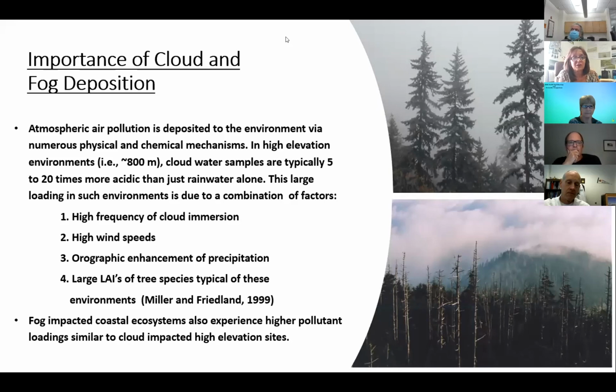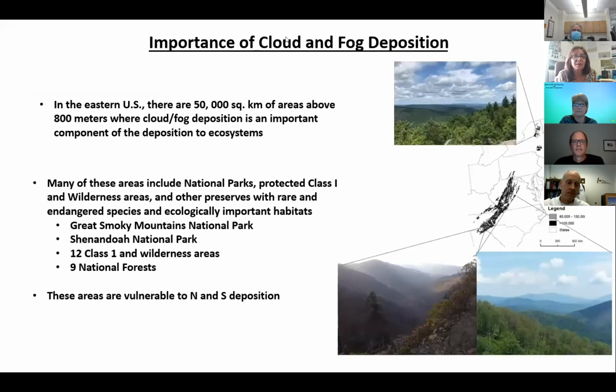typical of such environments. And not to leave fog deposition out, fog impacted coastal ecosystems also experience higher pollutant loadings very similar to cloud impacted high elevation sites on the East Coast. Next slide, please. In the eastern US, there are 50,000 square kilometers of areas above 800 meters where cloud deposition is an important component of total deposition to ecosystems.